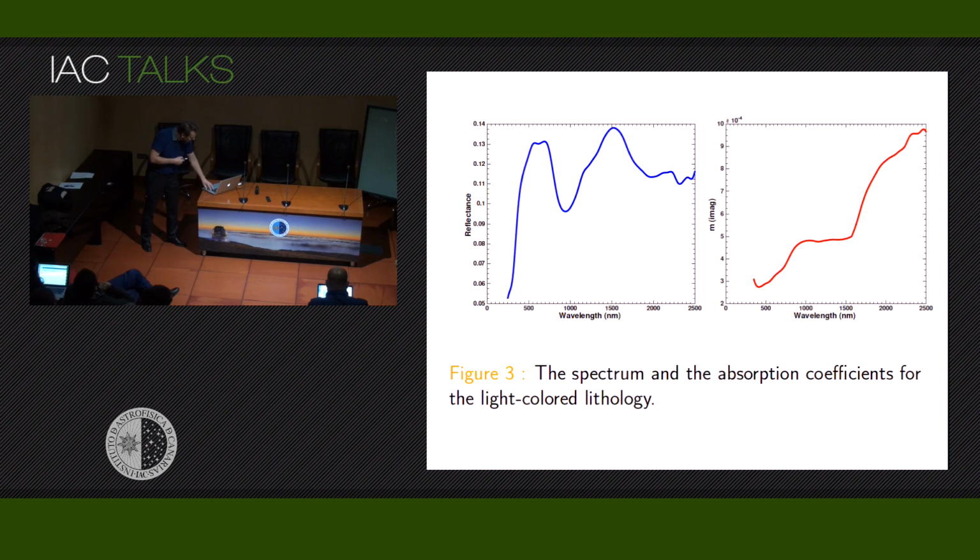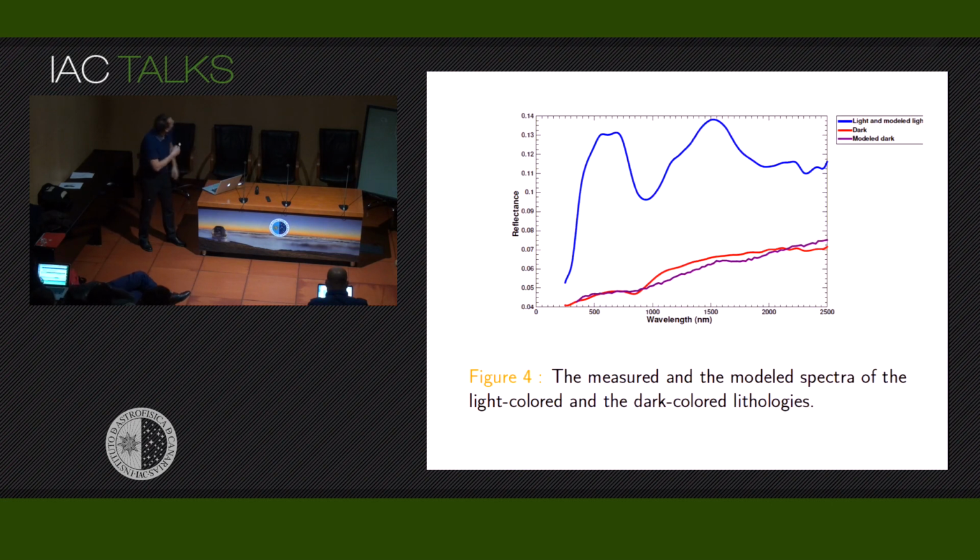Okay, so there's the input for the spectral modeling of the light-colored lithology, and then we have the modeling for the light, where the match is more or less exact. Here the match is also very good for the dark. So we can do these computations with the series code.